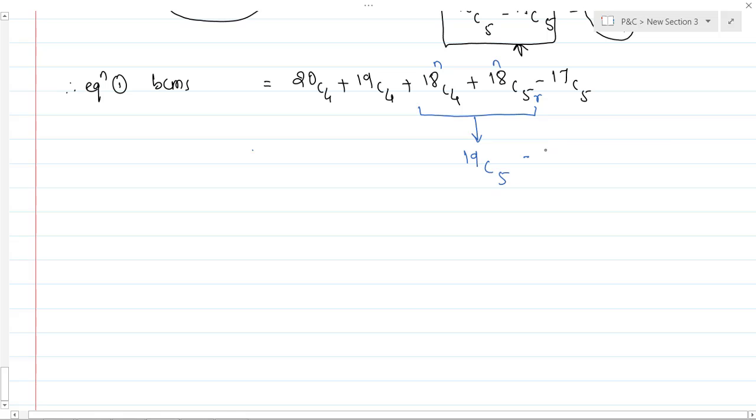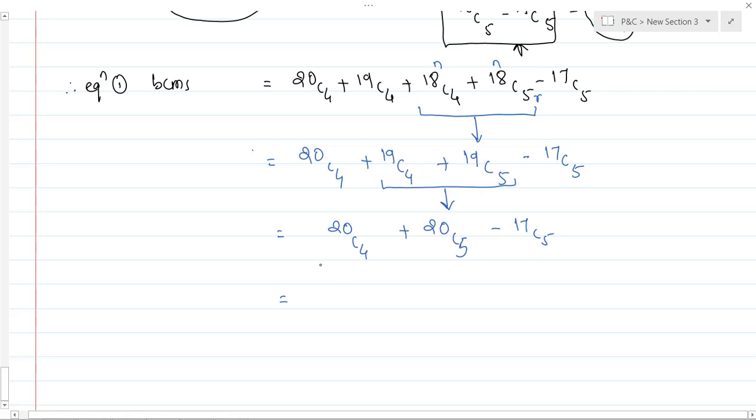Minus 17C5 as it is, and this plus 19C4 as it is, and plus this 20C4 is also as it is. Now take these two terms, what will you have? nCr plus nCr minus 1 is equal to 20Cr minus 17C5 as it is plus 20C4 as it is.